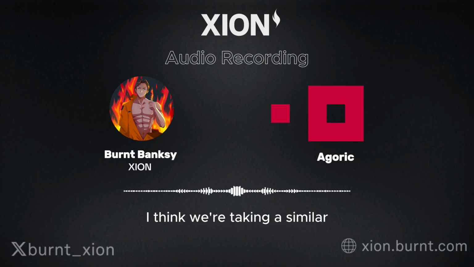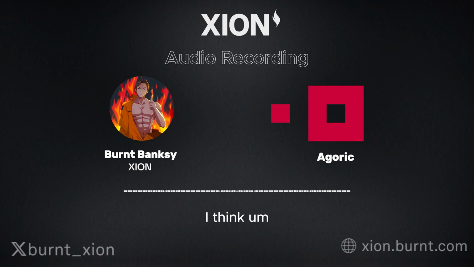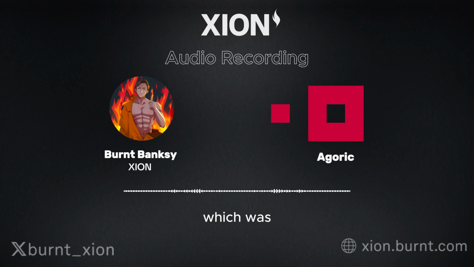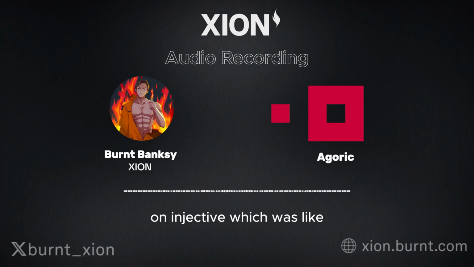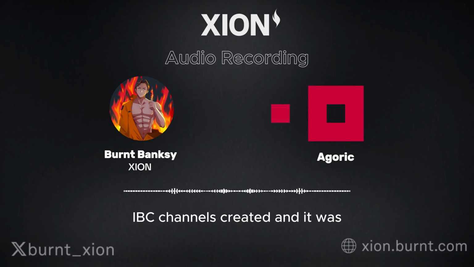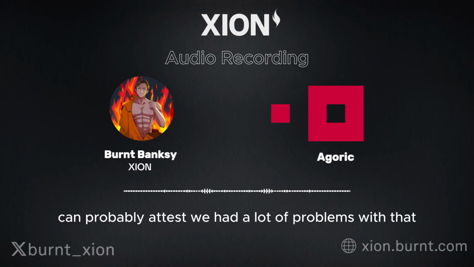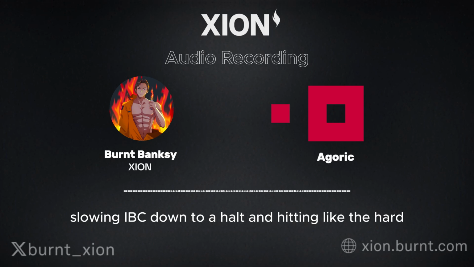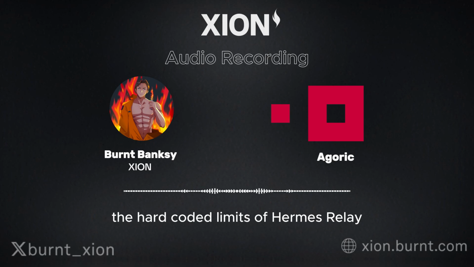Love that. I think we're taking a similar approach, but a lot of that is through in-chain accounts. I think we had something 2 or 3 weeks ago with Injective, which was being able to use the Talos NFT marketplace through Zion on Injective. I think we had like 300,000 IBC channels created, and it was funny, people in the audience can probably attest. We had a lot of problems with effectively slowing IBC down to a halt and hitting the hard-coded limits of Hermes relay.